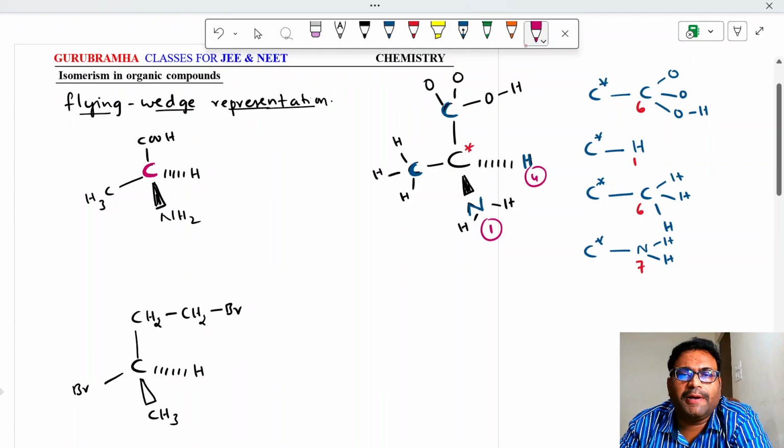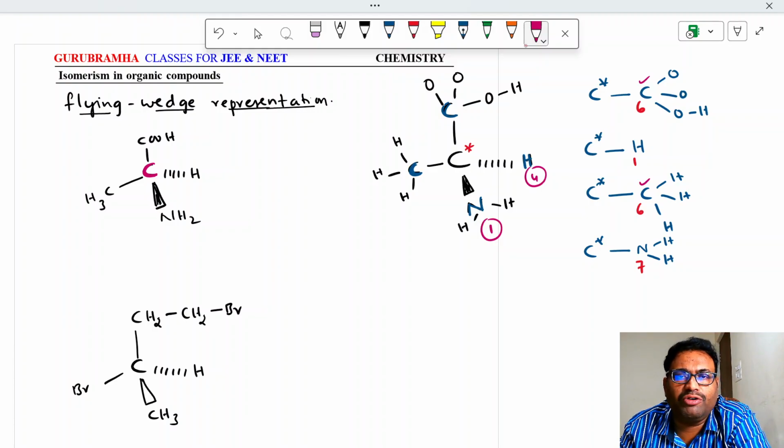When you go with the priorities of these two groups, one is COOH, the carboxylic acid group, and another is the methyl group. The directly attached atom is the same. This is carbon, this is also carbon. Then what do you have to do? When the directly attached atoms to the chiral carbon are the same, then you have to see the next atom. You have to go with the next atom. You have to see the point of difference.